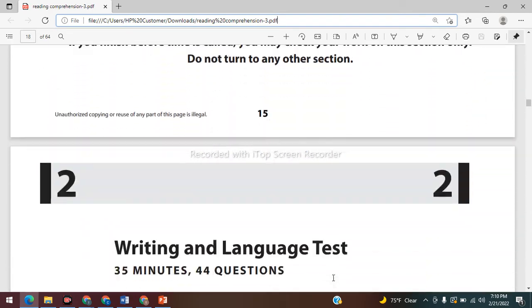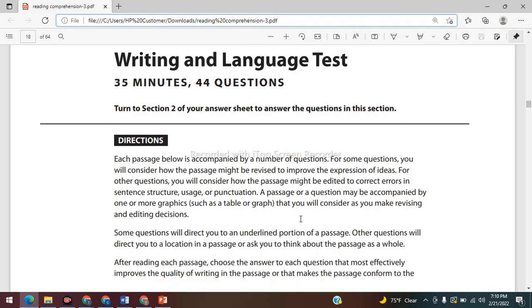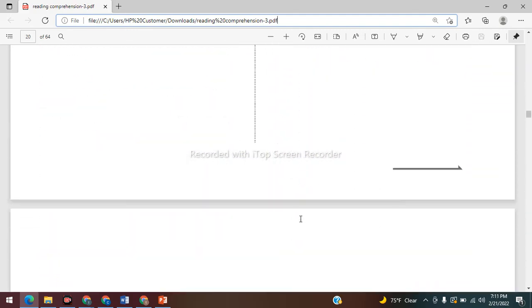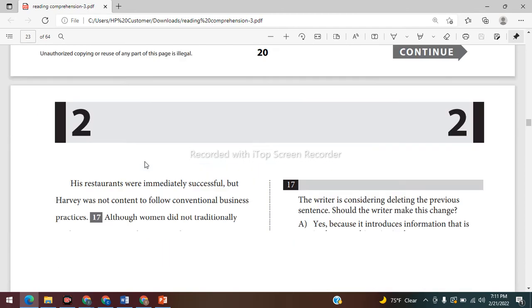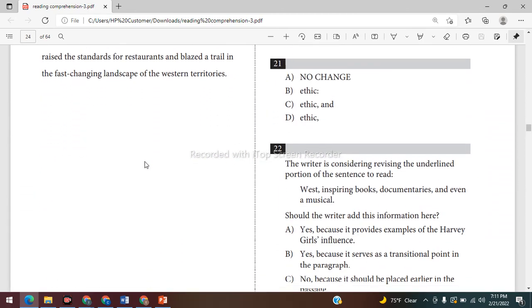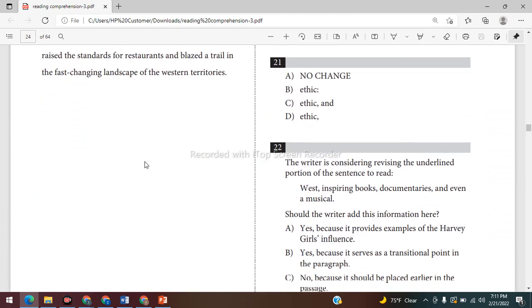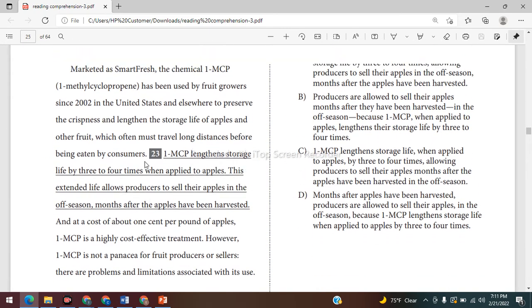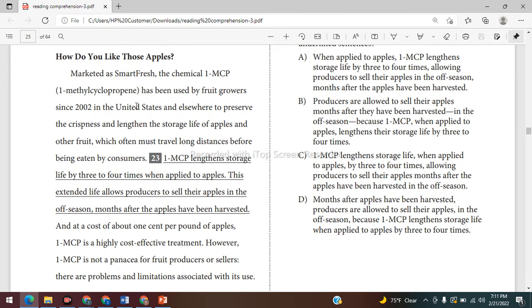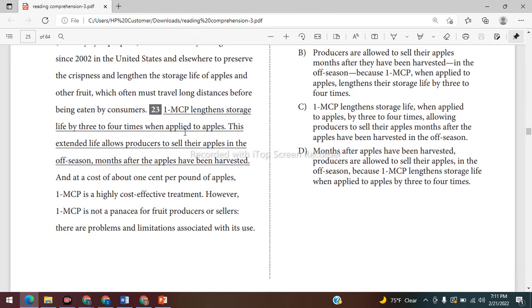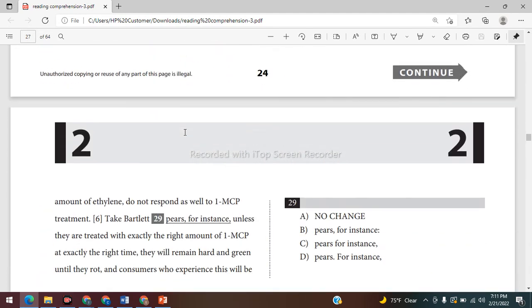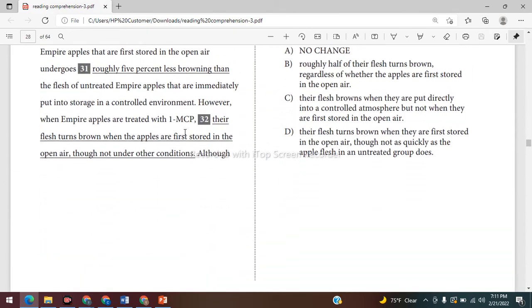I like the West one, transforming the American West. Very good passages. I like the one with the apple. Oh, the one with the apple. How do you like those apples? Wow, your memory is good. That's the only part you remember, how do you like them apples? Yeah, exactly.